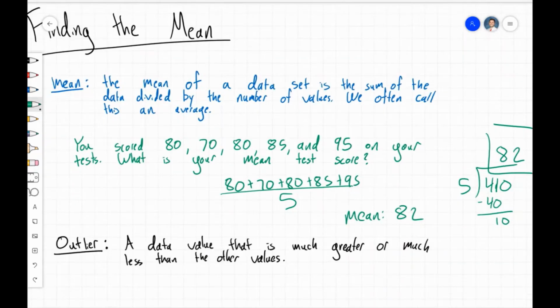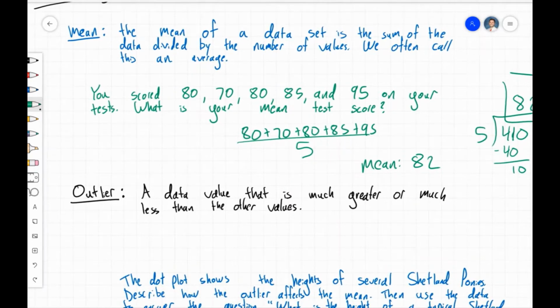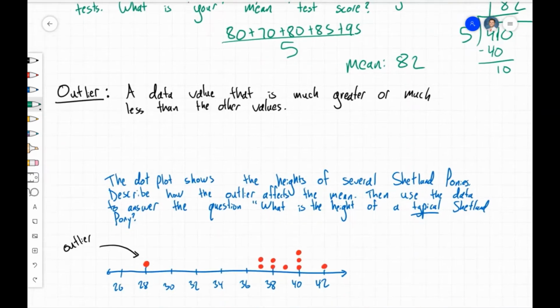So now we're going to look at something that we call an outlier. An outlier is a data value that is much greater or much less than the other values. For example, if we were looking at all of these test scores here, and you had a 20 on one of your tests, we can see that all of your other test scores are somewhere around 80. To have one test that's way, way lower than the others, that would be what we call an outlier.